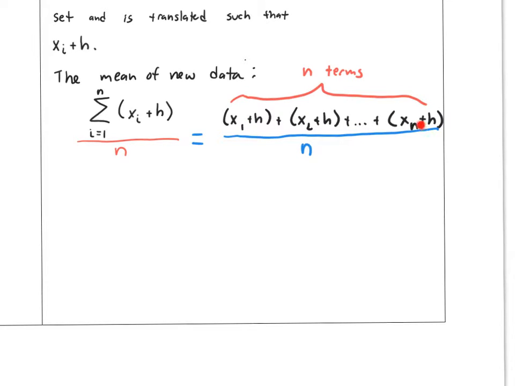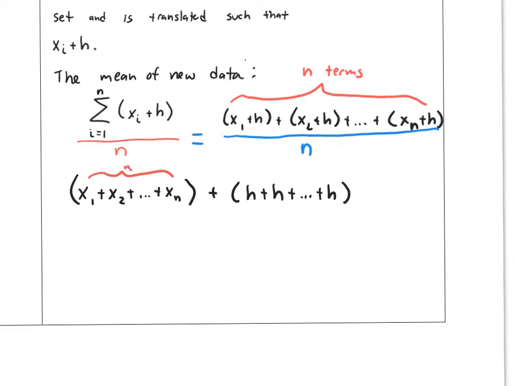I'm going to move things around such that I just have all my x pieces together. And let me clean that up real quick. Plus x sub n plus h plus h plus h. And remember, in this case, I have n of these and I have n of these. And all of this is still being divided by n.